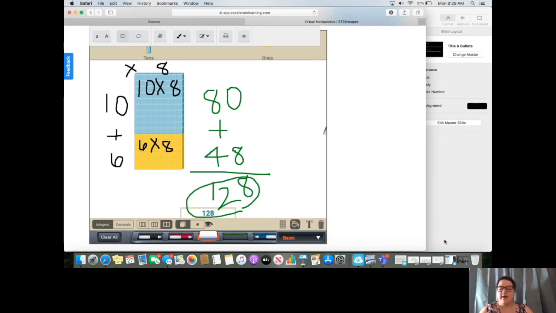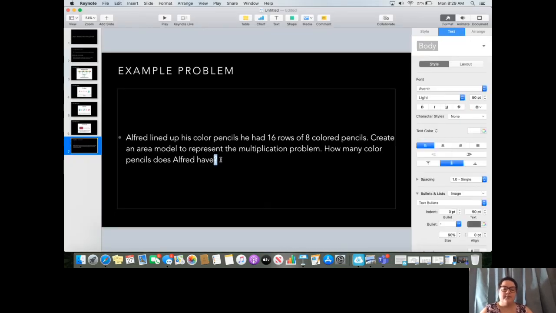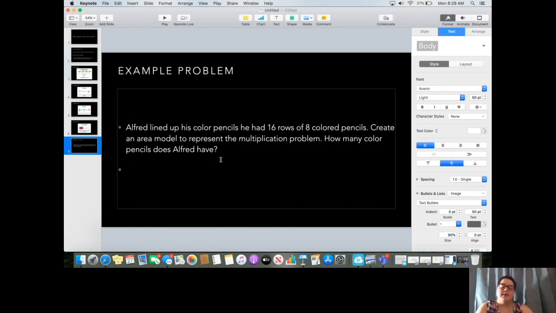So I can go back and write in my answer. Alfred had, or has, 128 colored pencils.